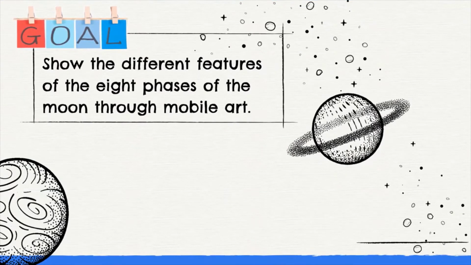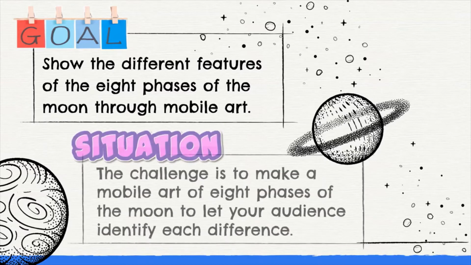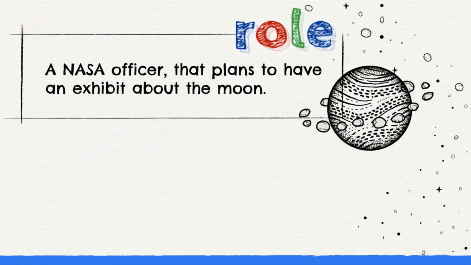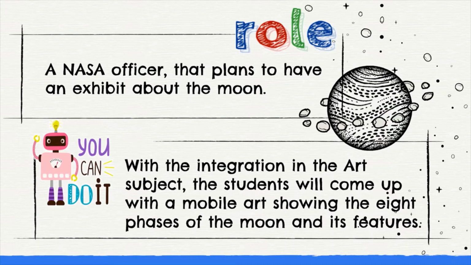The goal of this PT is to show the different features of the 8 phases of the moon through mobile art. The situation is that the challenge is to make a mobile art of 8 faces of the moon to let your audience identify each difference. Your role will be a NASA officer that plans to have an exhibit about the moon, and you will make this mobile art about the moon. With the integration of the art subject, you will come up with a mobile art showing the 8 faces of the moon and its features.